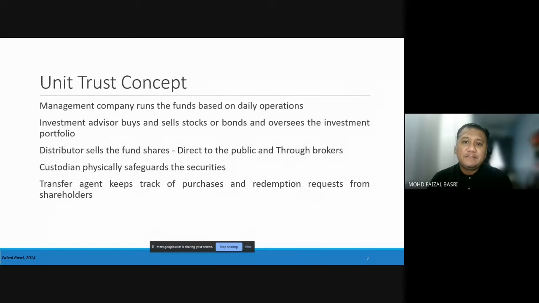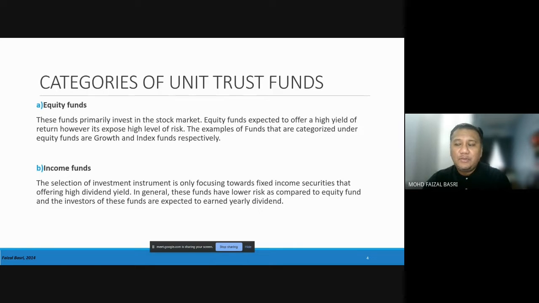So management company runs the fund based on the daily operations. And dalam konsep unit trust, selalunya dia ada advisors, okay, unit trust advisors. So dia yang akan manage the buying and selling of the unit trust juga, and transfer agent ni akan keep track everything lah, right, dari segi purchases and redemption. So now we want to see the categories of unit trust.